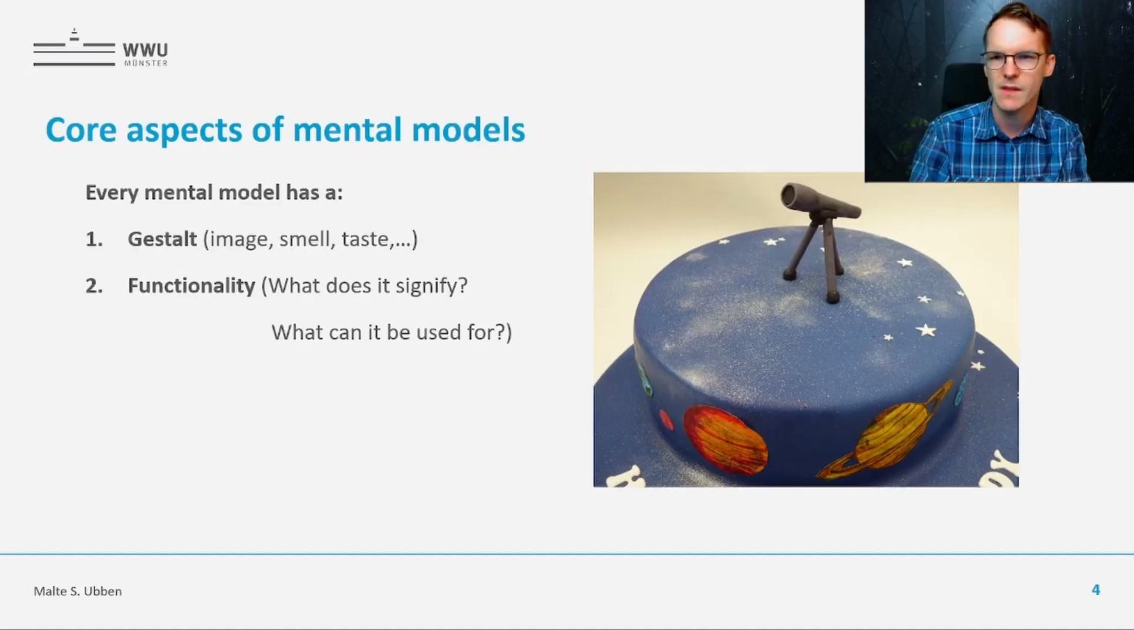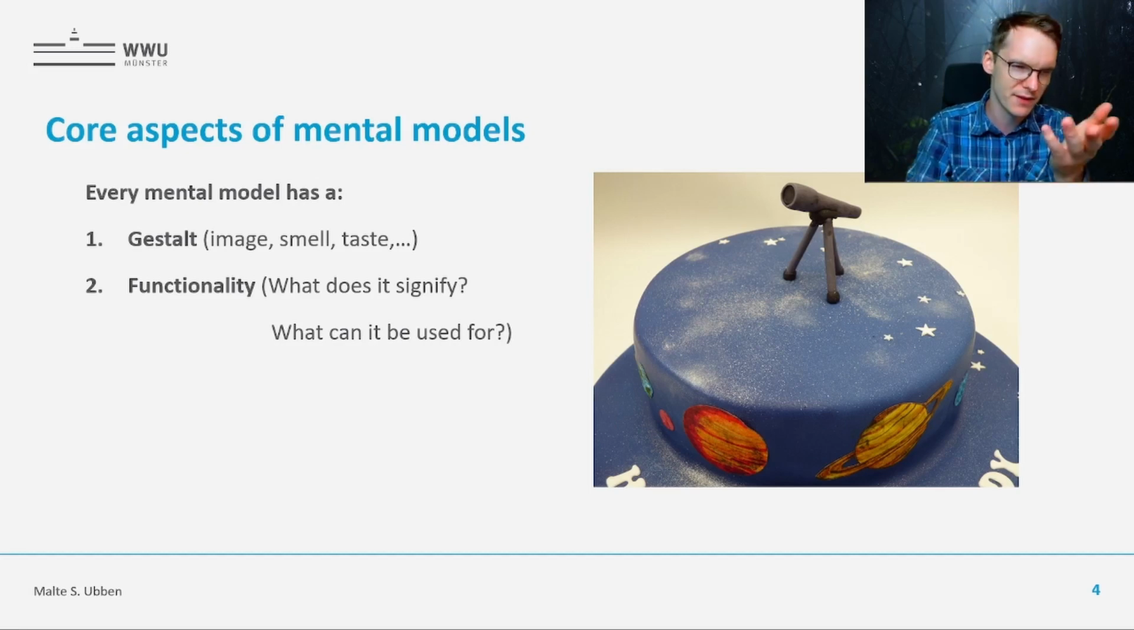So there are two core aspects to mental models, at least in the line of work where I am. Those are the two components, gestalt and functionality. What does it mean that a mental model has those two components? I have presented here a cake, an astronomy cake, and I want to illustrate what I mean by looking at this cake. So first, the gestalt of a mental model.